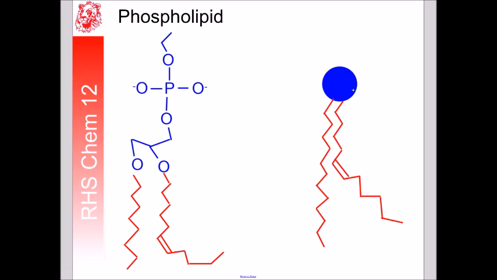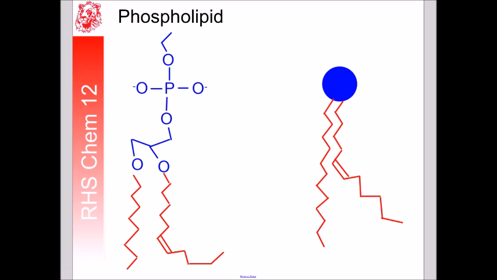So we often kind of show it like this. We have a polar head group and then these long hydrophobic greasy chains, and then the double bond in here puts a little kink in it and bends out the tail sideways. And this would be a phospholipid. So this is similar to soaps, except for now it has two tails instead of one.